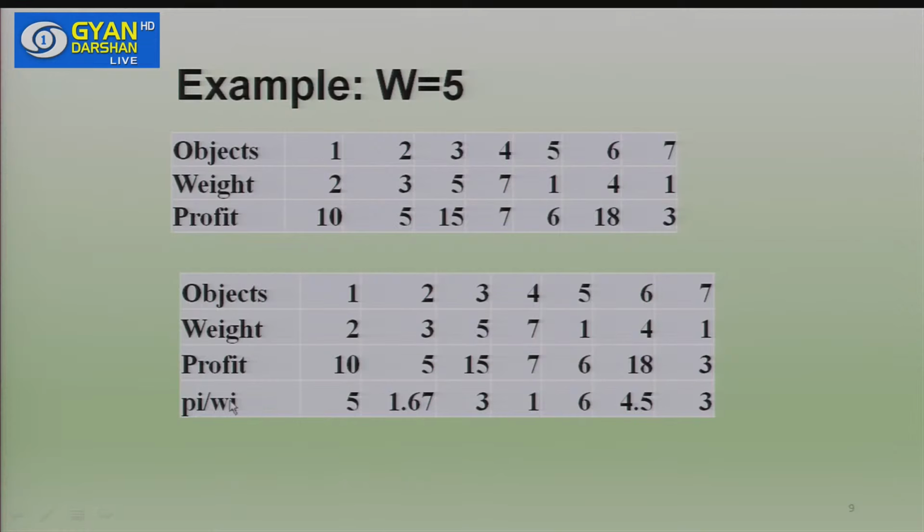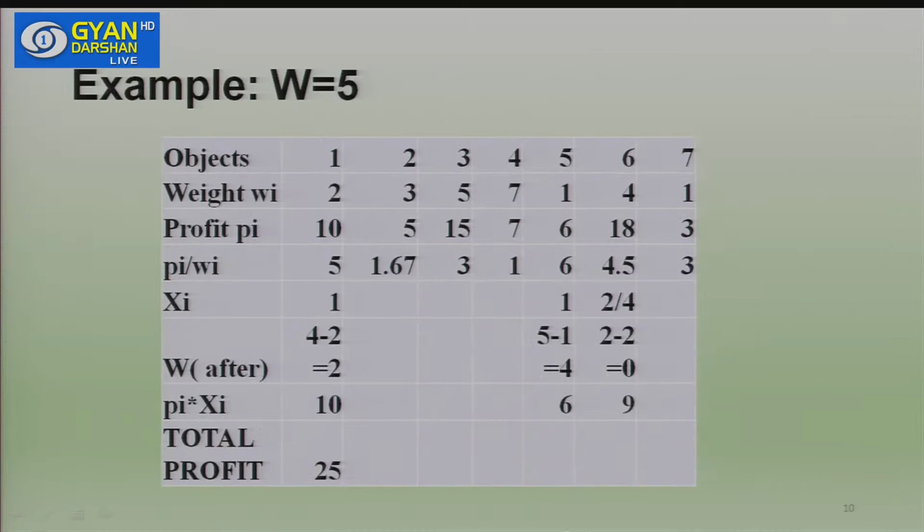Well, let us look at one example of how this particular algorithm runs. In this particular case, we are taking an example where we are not using PI divided by WI in sorted order, but just to demonstrate. Suppose this is the problem where weights are 2, 3, 5 like that, and there are associated profits. Then we will compute PI by WI, and this is what is going to be computed first. Once this is computed, actually this particular data should be sorted, but we have not done it. Otherwise you can do that sorting.